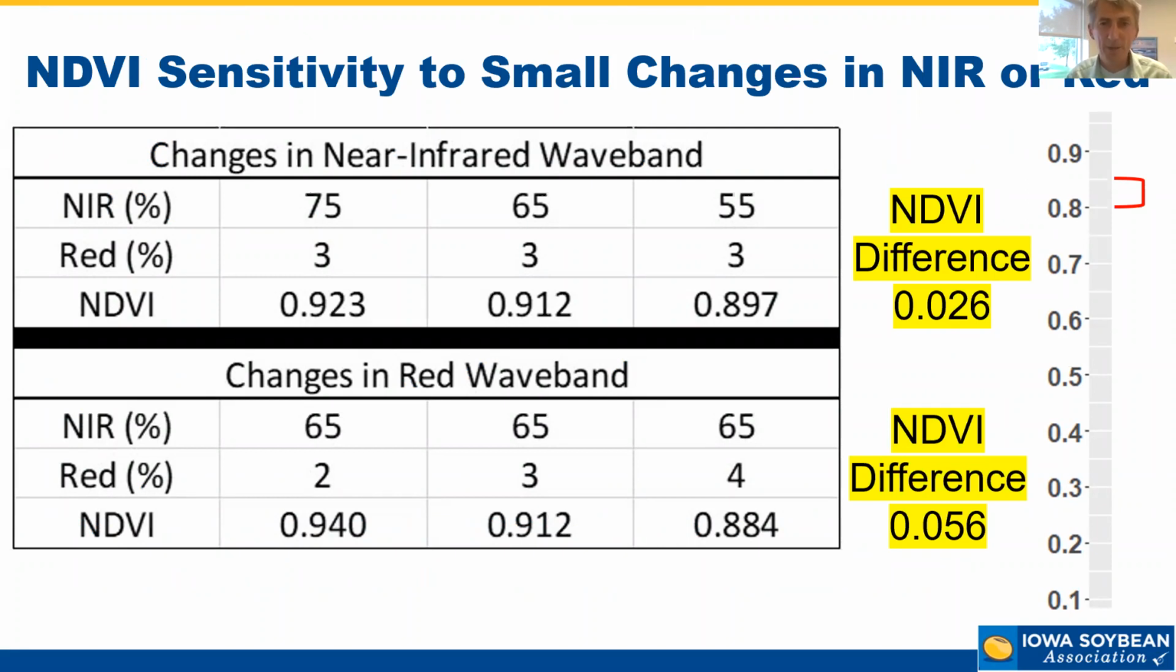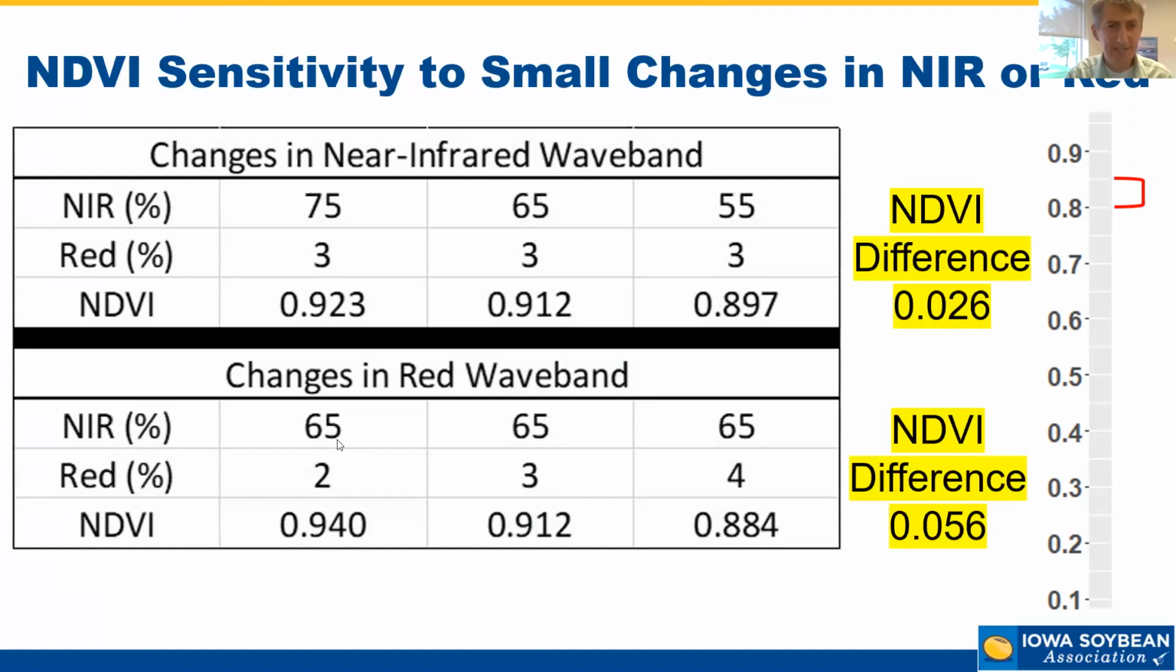Here's an example. In this case, we take the same red reflectance and keep it constant at 3%, which is pretty low. Then we change the near-infrared reflectance by 10%, going from 75% to 65% and 55%. You notice that the change in NDVI is about 300, which sounds like maybe not a lot.